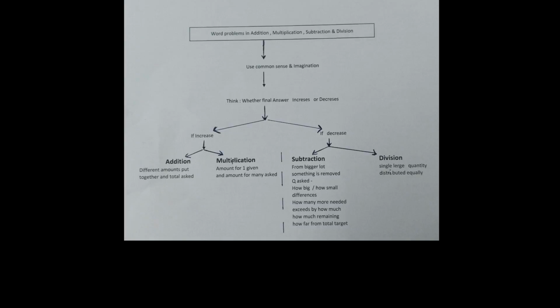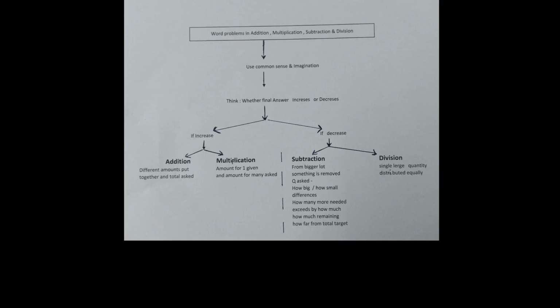If your common sense and imagination put together tell you that the final answer is going to increase, then there are two possibilities. One is addition and another one is multiplication. If different amounts are put together and total is asked, then it is a sum of addition. If amount for one object is given and amount for many such objects is asked, then it is multiplication.